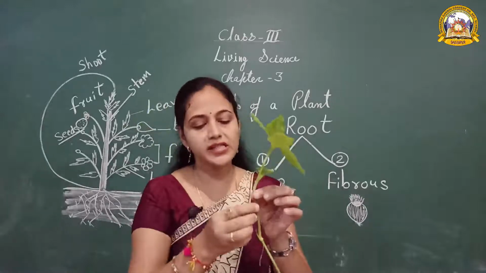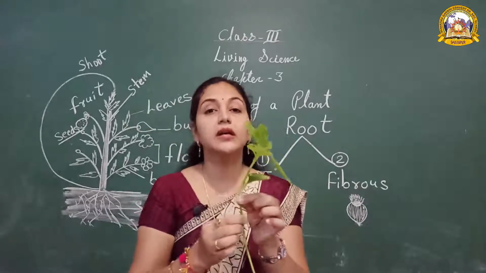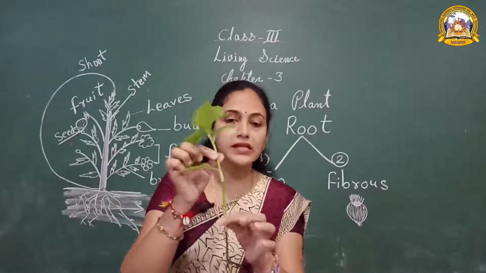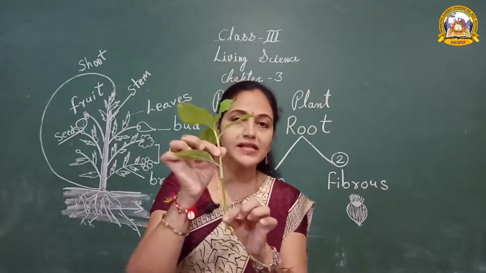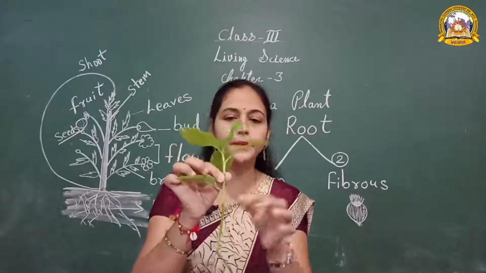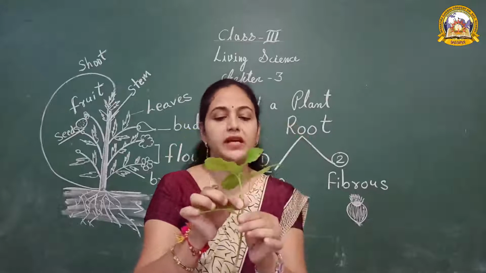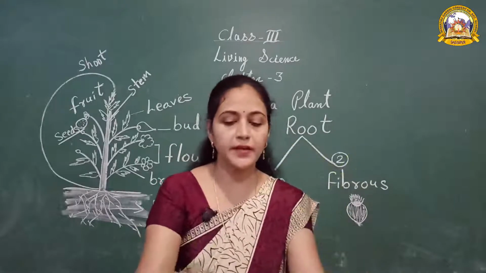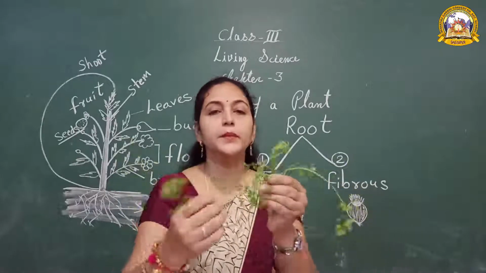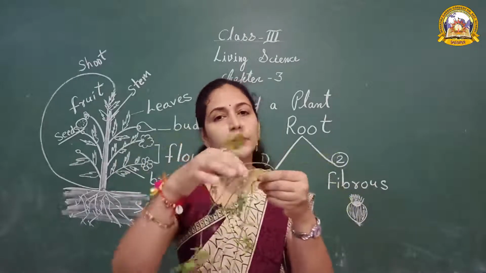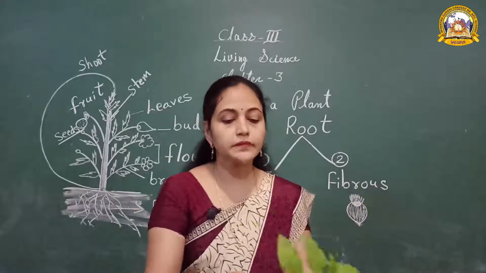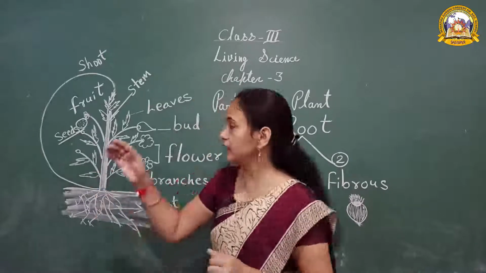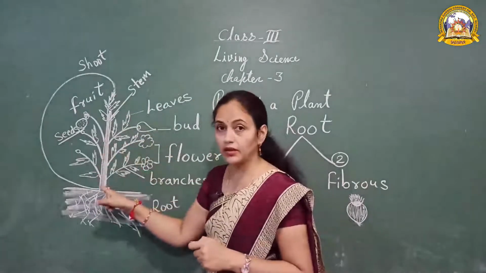Now look here. This middle part is called the stem. We are reading about this. This is the stem. And these are the leaves. And these are the branches. Look here, another one I am giving. These are the branches. So, this middle part is called the stem.